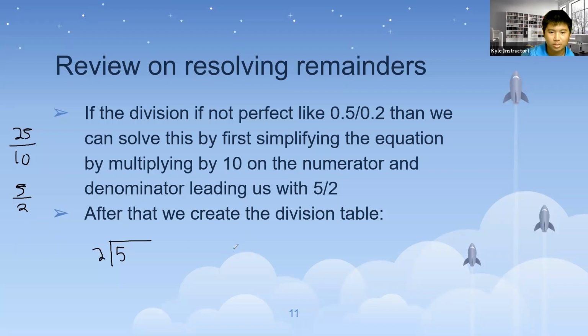So let's do the division table of 5 and 2, and let's remind ourselves on how to do remainders. So let's do this. How many times can 4 go into 5? That will be probably 2, so I have 2 here, and then I'll have 4 here. Now 5 minus 4 is 1. Now we have a remainder of 1. Now who remembers what we can do with this remainder?